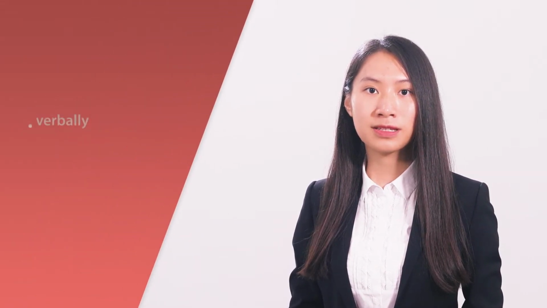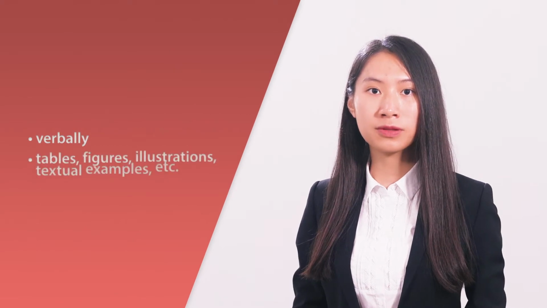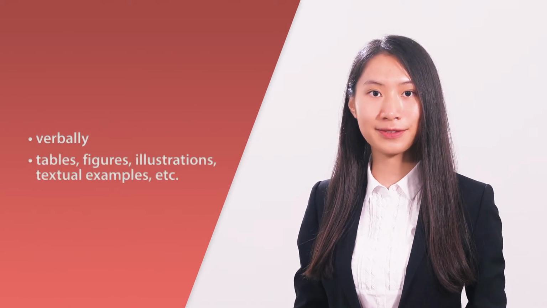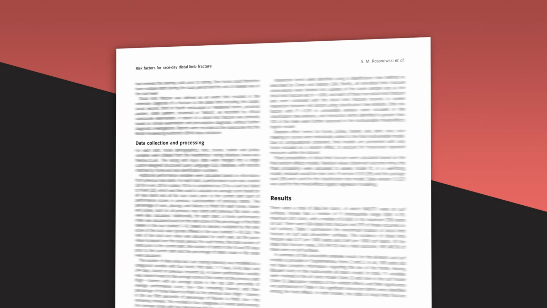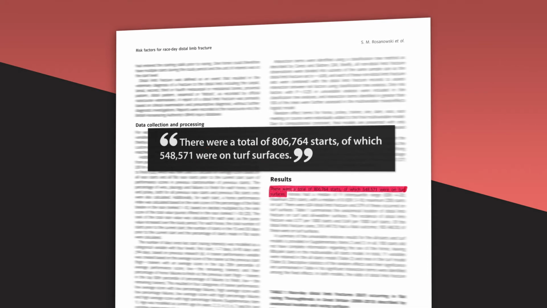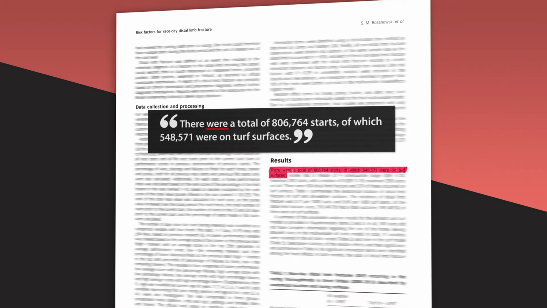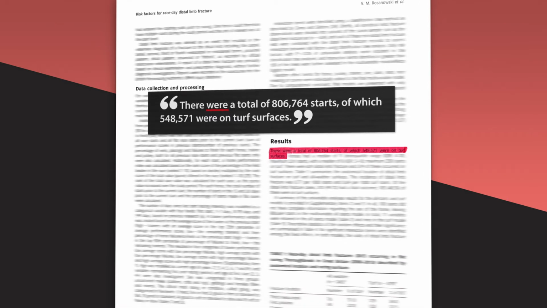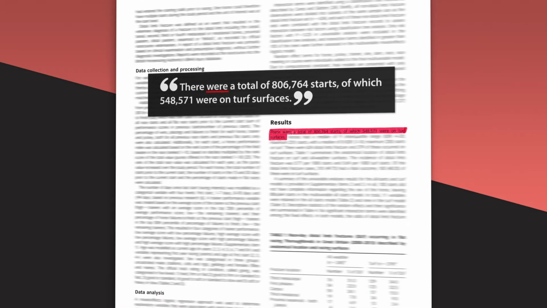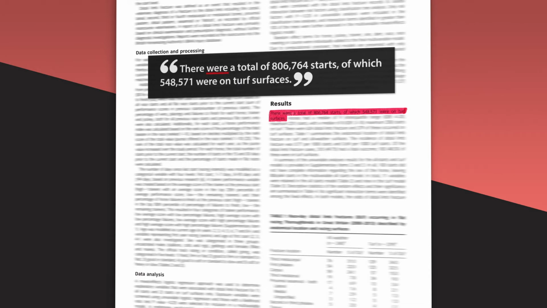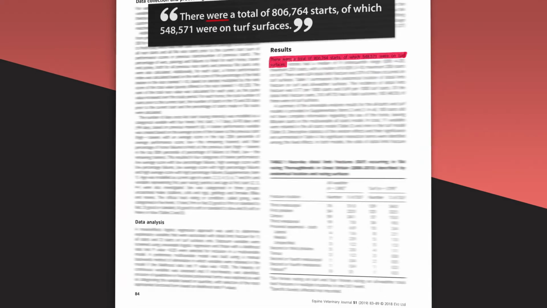Typically, it presents the research findings in two ways, by describing them verbally and through tables, figures, and other types of graphics. Results are typically expressed in the past tense. There were a total of 806,764 starts, of which 548,571 were on turf surfaces.